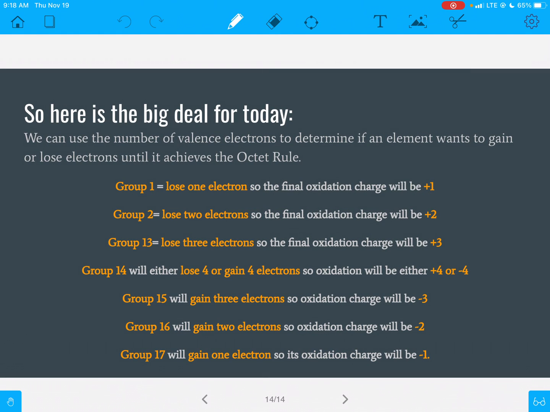So here's the big deal for today. Group 1 is going to be losing an electron, and they get a +1 charge. Group 2, losing 2 electrons, +2 charge. Group 3, lose 3, +3 charge. Group 14, lose 4, gain 4. So it's going to be either a +4 or a -4. Group 15, gain 3 electrons. Well, if you gain 3 negative charges, you're going to end up with a -3 charge, right? If you gain 2 negative charges, you're going to get a -2 charge. And if you gain 1 minus charge, you're going to end up with a -1 charge.